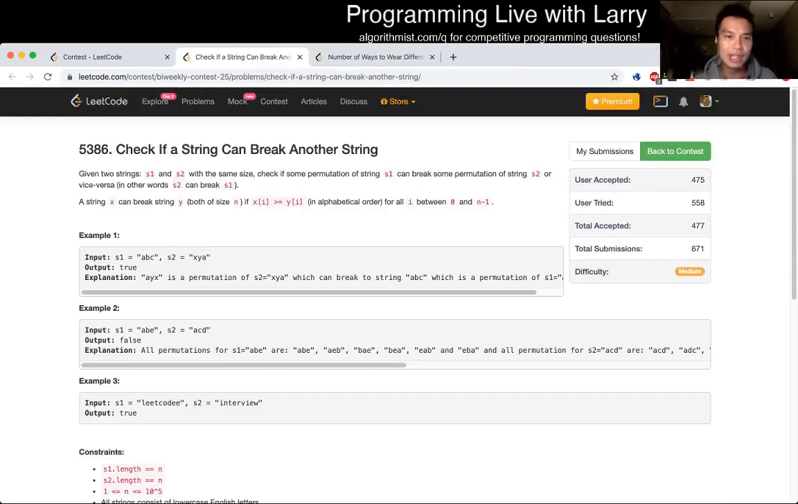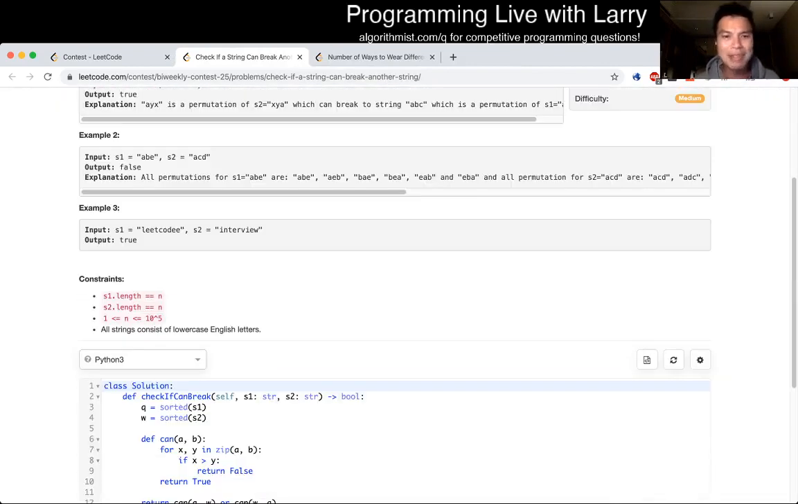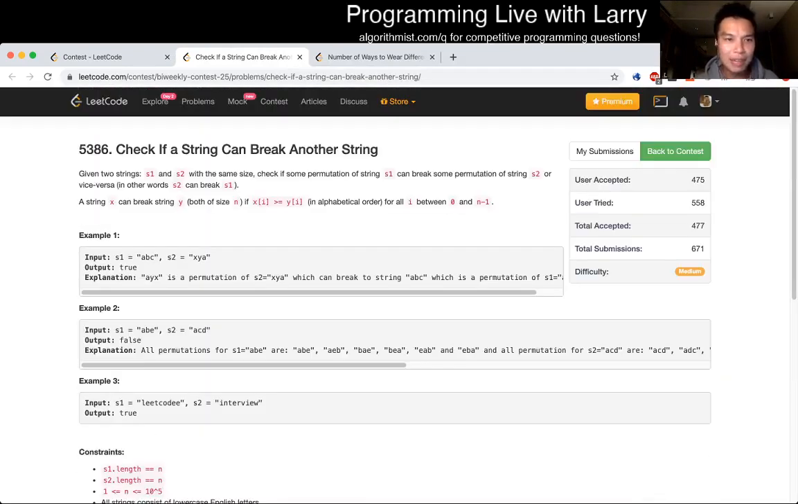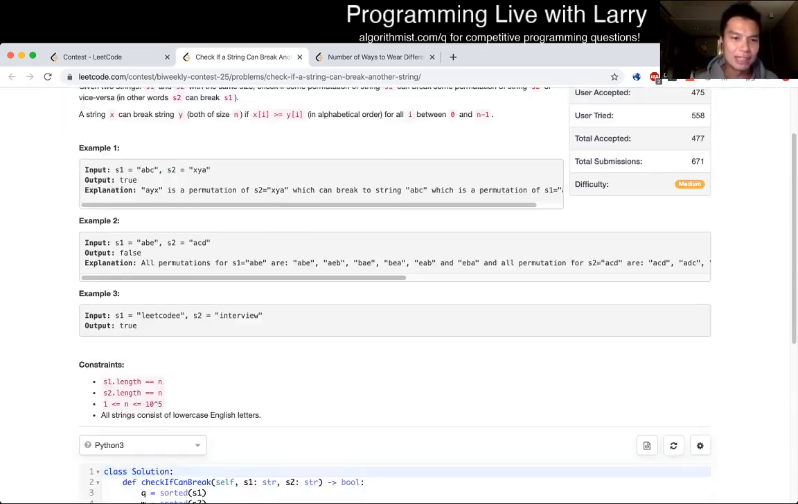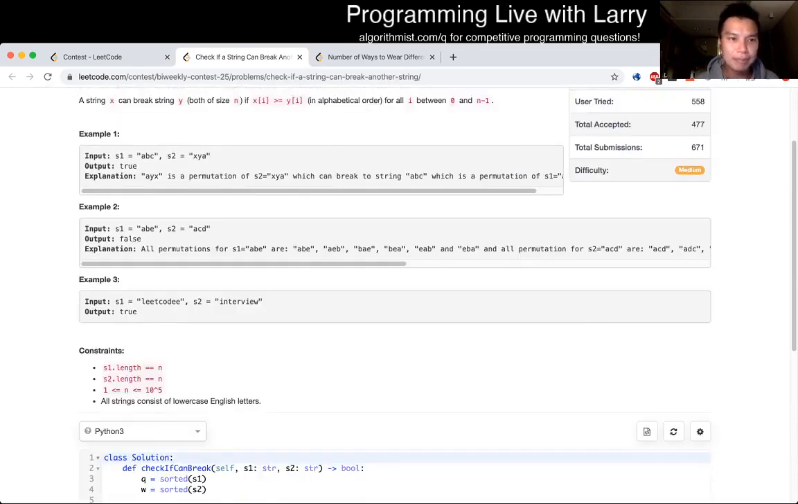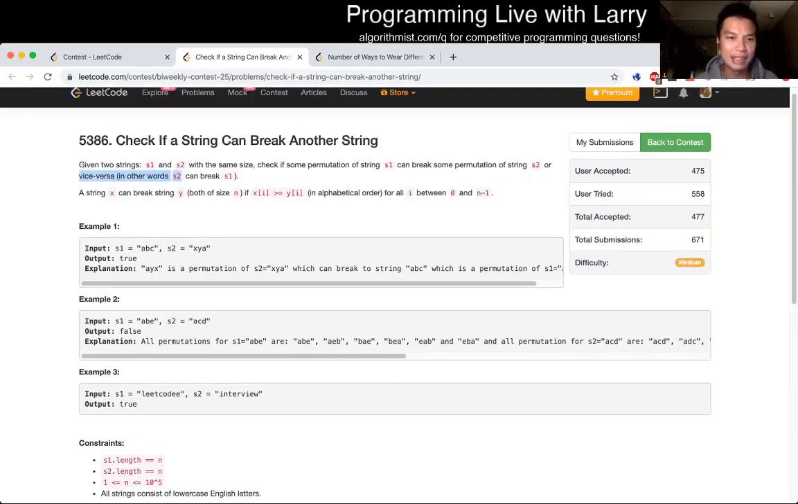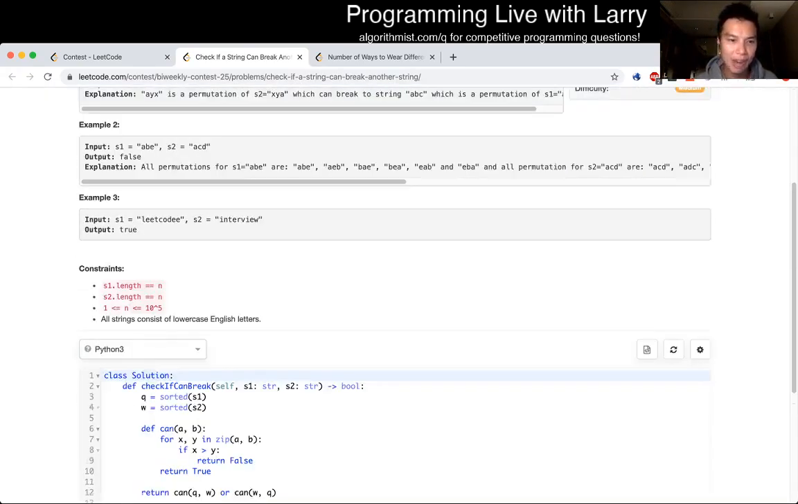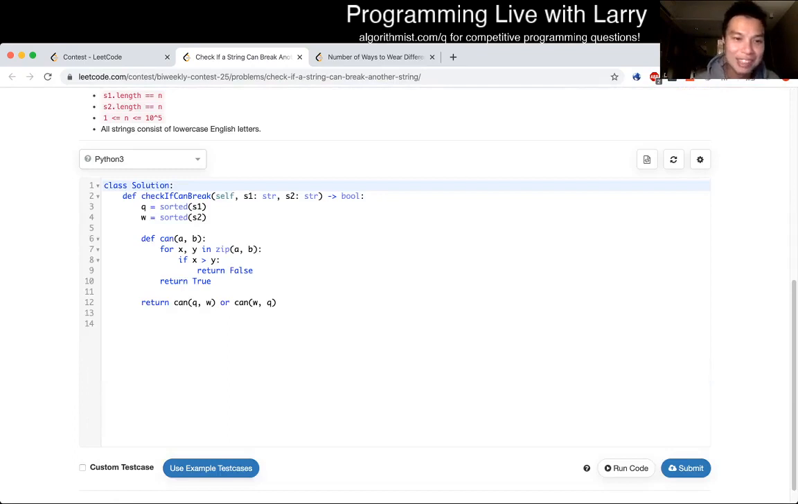Q3, check if a string can break another string. I just misread this one. I mean, I actually read it correctly, but for some reason, when I was submitting it, because none of the example tests covered this case, I just didn't test the vice versa case, and that cost me the wrong answers plus 5 minutes and a top 10 result.